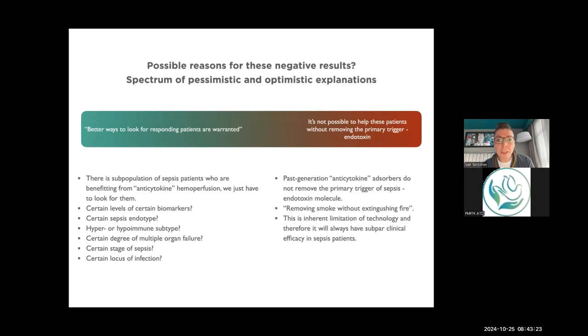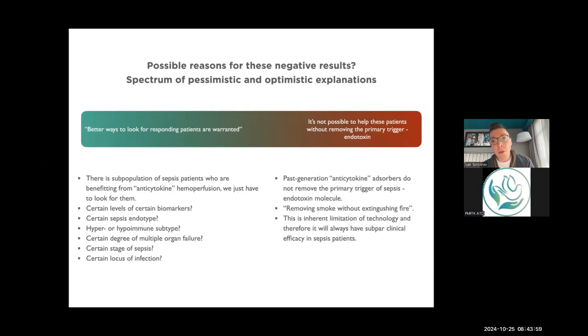Possible reasons for these negative results. Well, we can have a spectrum of pessimistic and optimistic explanations. The optimistic explanation would sound like we need better ways to look for patients who respond to this treatment. So should we look for a certain level of certain biomarkers, or a hypoimmune endotype of sepsis, or a certain stage of sepsis, certain locus of infection? We just need a better patient stratification of who would benefit from anti-cytokine hemoperfusion.